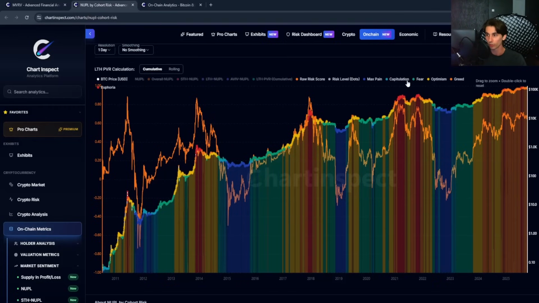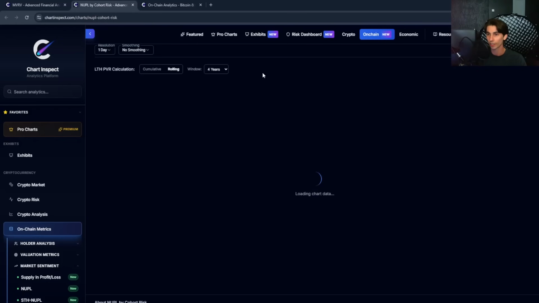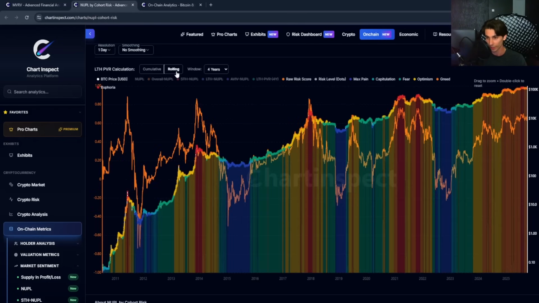And then teal, which is the capitulation, fear, which is in green, optimism, which is in yellow, greed, which is in orange, and euphoria, which is in red, which is historically top risk on these indicators. So I like to look at it from a rolling statistical volatility method. Instead of the cumulative volatility, I'm looking at it through a 4-year rolling window, and that lines up with Bitcoin's 4-year cycles. You can look at it through different windows if you'd like, or just the cumulative.